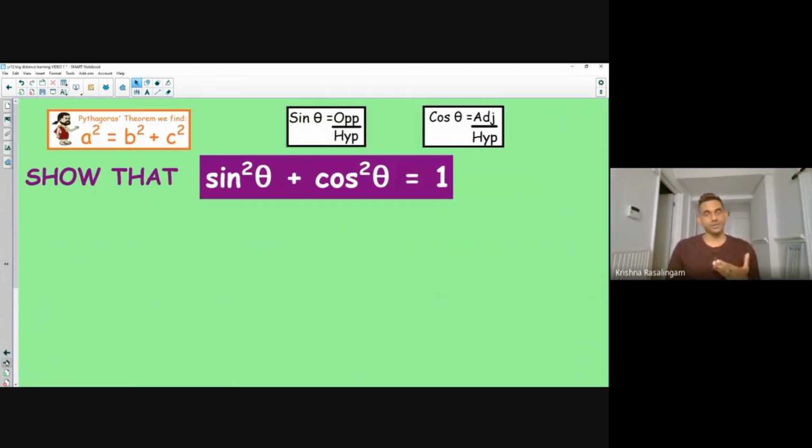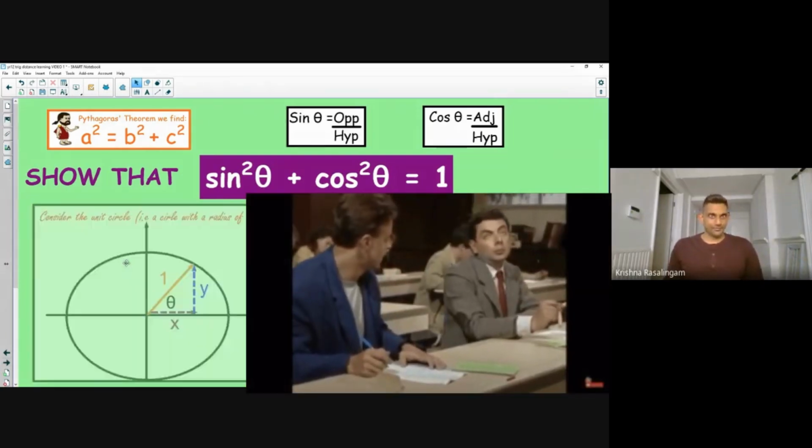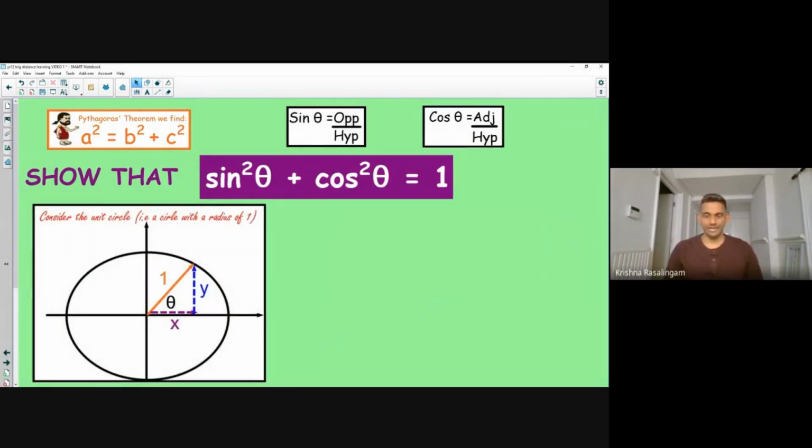The first time you do this topic, to prove this with very little support is quite difficult. Obviously, once you've seen it, it's a little bit easier. So we draw the four quadrants, and then we put in the unit circle. A unit circle is one where the radius is 1, hence one unit. It's called a unit circle.